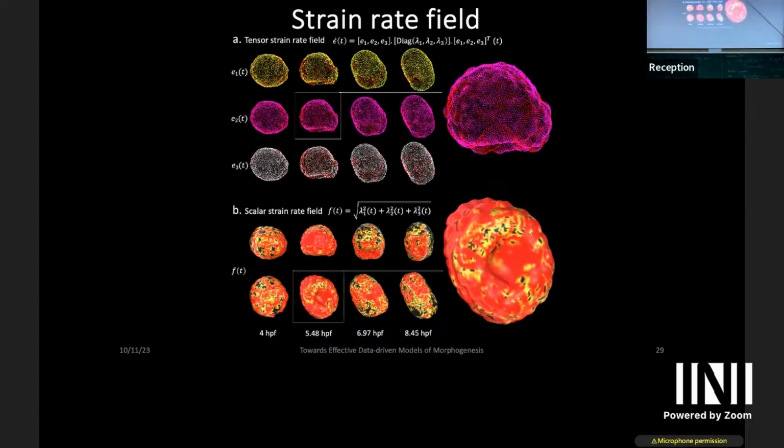First of all, it's a tensor, so we can compute the eigenvectors, and this is the eigenvector field of the tensor. But what we are interested in right now is this scalar field, which is derived from the eigenvalues. This will tell us how the strain rate evolves in space and time. What we can notice is, yes, that's HPF, hours post fertilization.